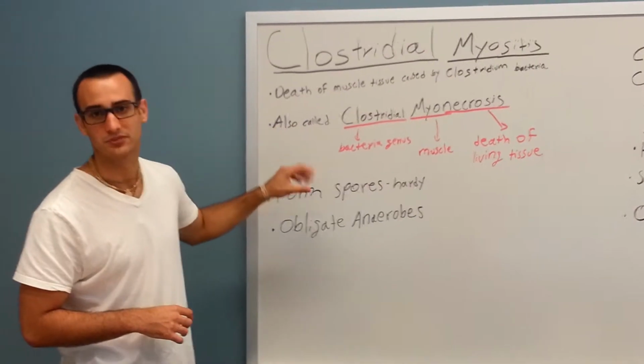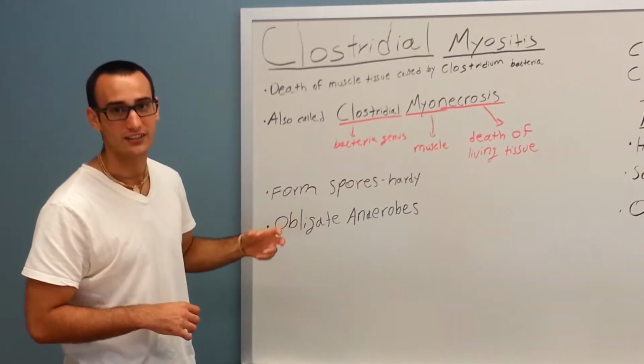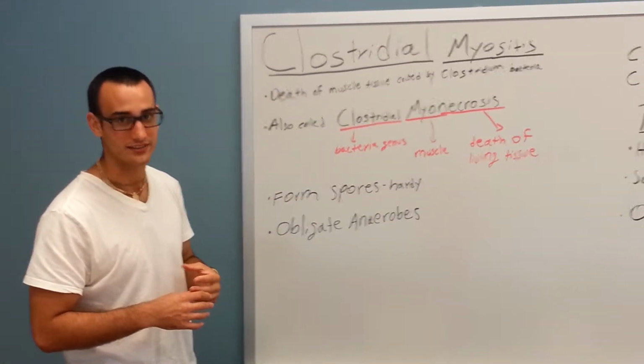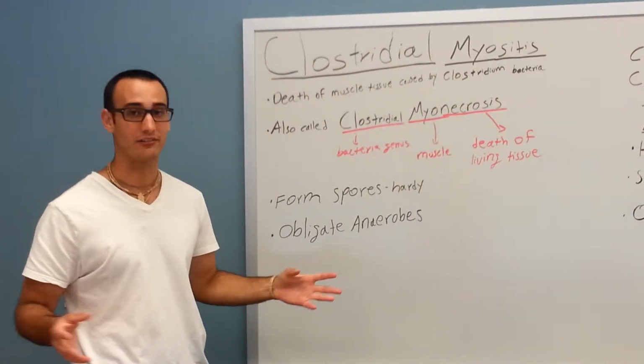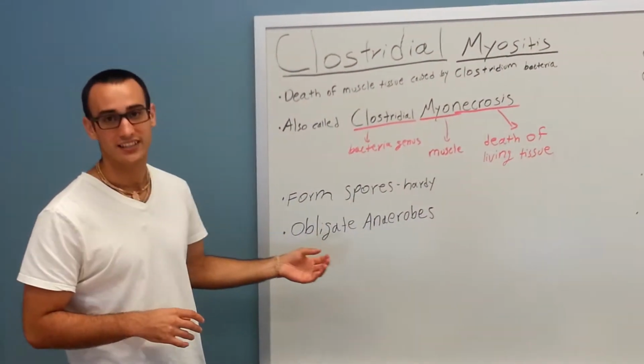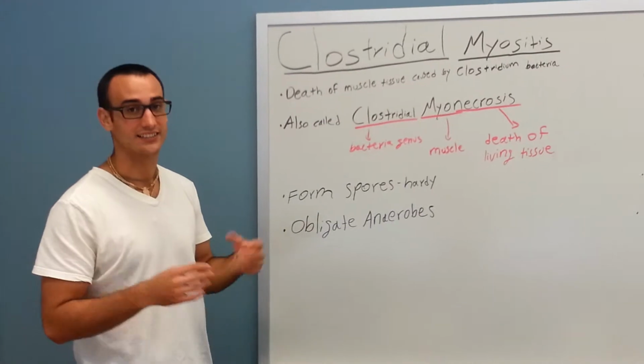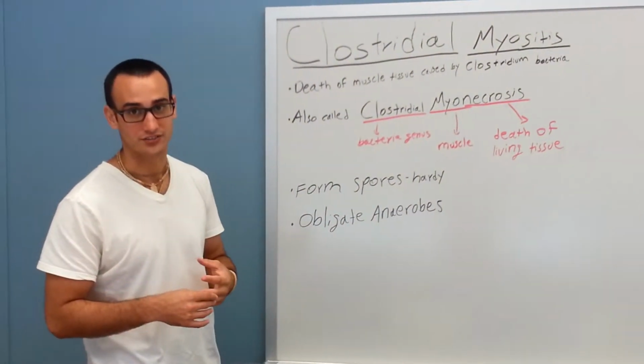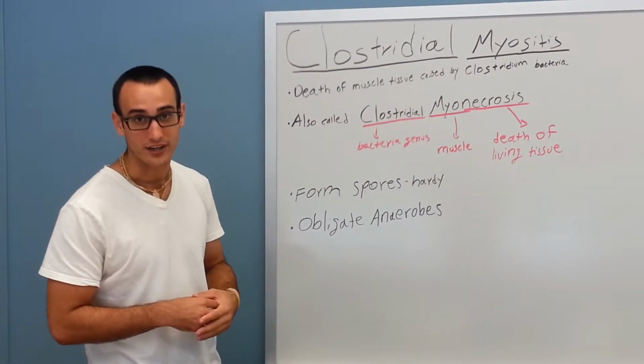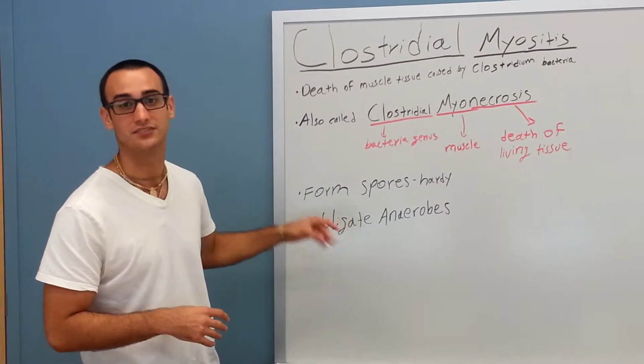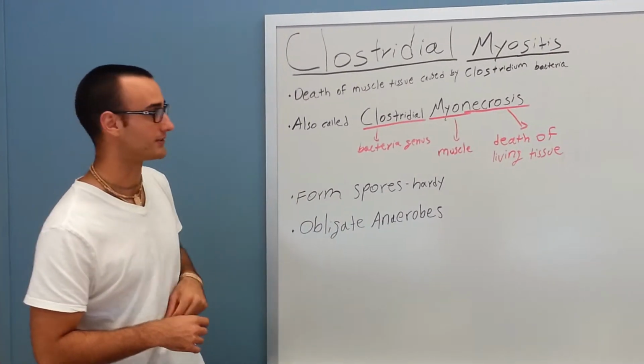These bacteria form spores, which are very hardy and very resistant in the environment and can survive for a very long time. They are obligate anaerobes, which means that they can survive in the absence of oxygen and do not survive in the presence of oxygen. So oxygen is very dangerous for these types of bacteria.